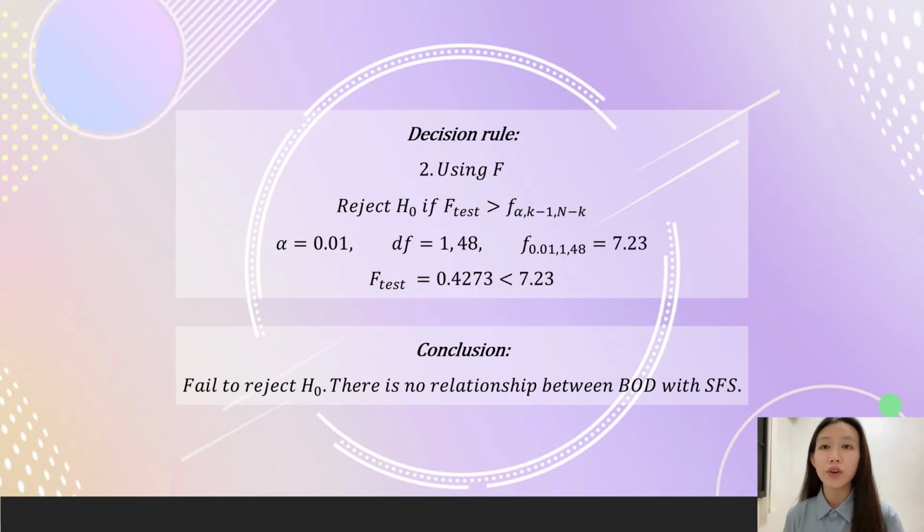Secondly, if we are using f, the decision rule is to reject H0 if f test is greater than f alpha, k minus 1, n minus k. Since the f-test equals 0.4273, which is less than 7.23, we can conclude that we fail to reject H0. There is no relationship between BOD and SFS.